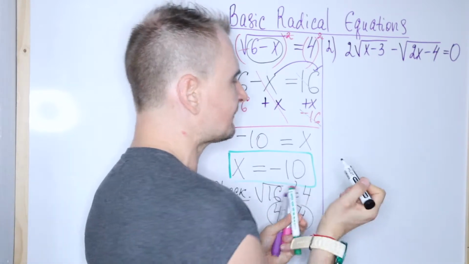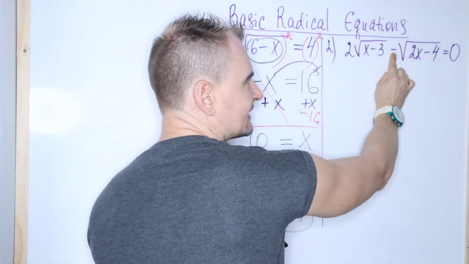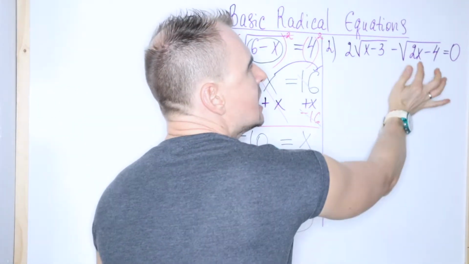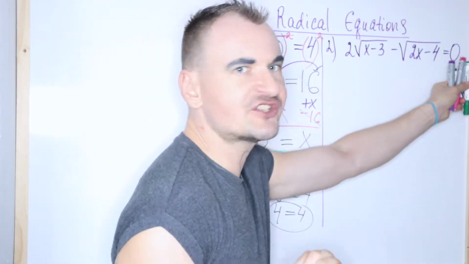How am I going to tweak it? Simply, I'm going to move this root, since it's negative, it's perfectly fine. I'm going to move this root to the right side, since I have 0.